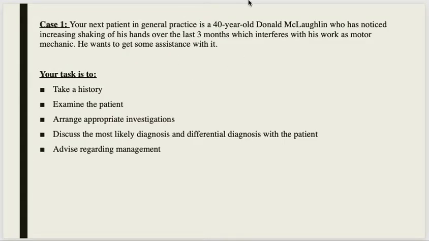So, again, there is a case written over here. Your next patient is in general practice, a 40-year-old guy who has noticed increasing shaking of his hand over the last 3 months, which interferes with his work as a motor mechanic. He wants to get some assistance. So your task is to take the history. Why I'm showing you this way is just to build concepts in your mind, like how to take the history of tremor, vomiting, and things like this, right?